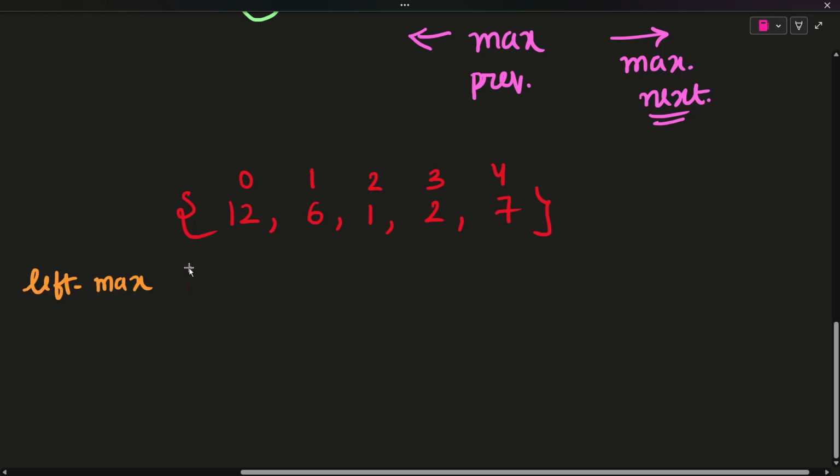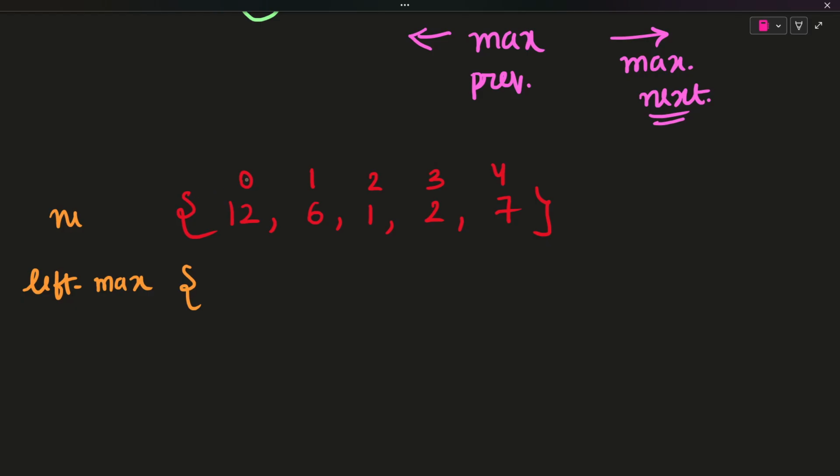Okay, so tell me, this is nums. Okay, this is nums. Okay, this is left max. Okay, so tell me one thing, what's the maximum value for the 12? No one, right? Like no one is maximum.